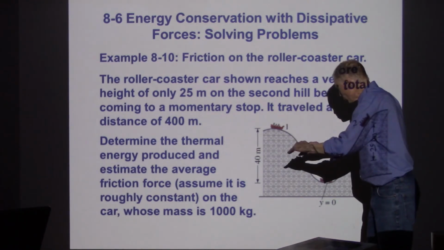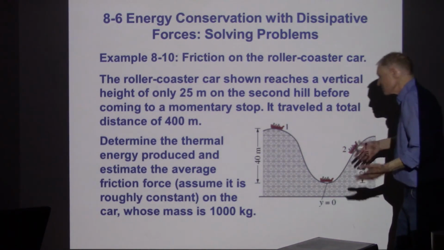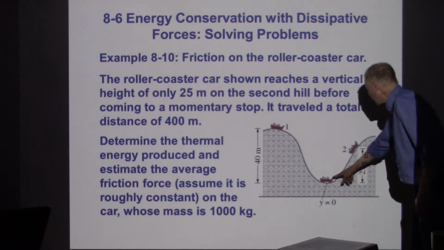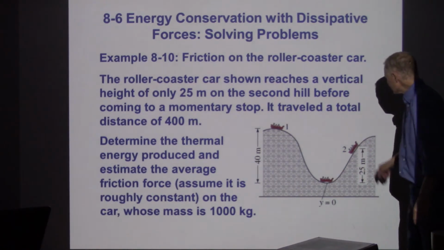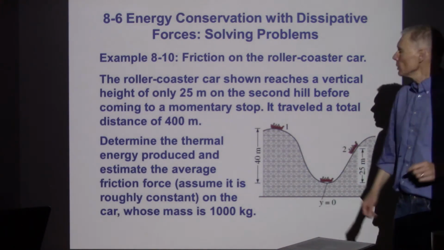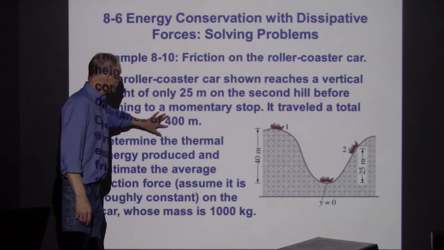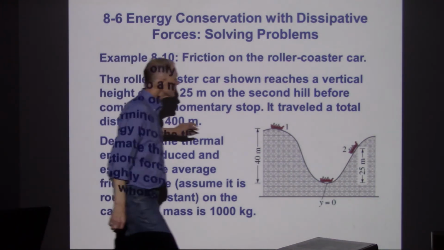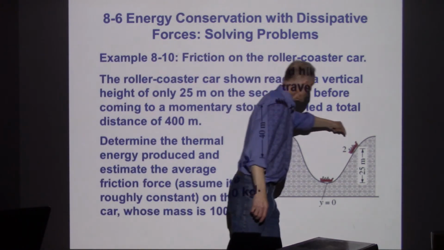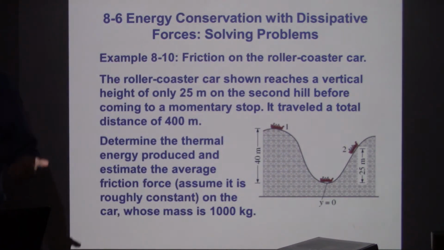That's the vertical drop. So the distance from here to here is what? Maybe 80 meters? And then back up this side, I don't see where the 400 meters is. But anyway, we're going to go along with that. So we're going to imagine that the roller coaster traveled a total distance of 400 meters going from position 1 over here to location 2. The car's mass is 1,000 kilograms.